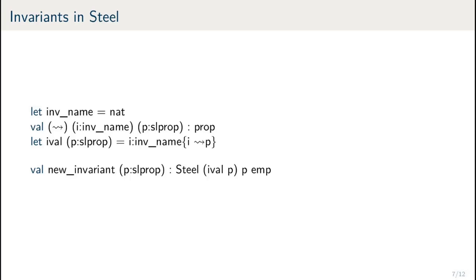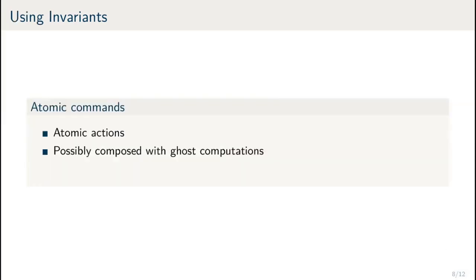Implementing this function was one of the main technical difficulties in Steel. The code is actually fairly involved and relies on things like a monotonic state. If you're interested, I invite you to go read the paper. Now that we defined invariants in Steel, how do we actually use them? The core idea of an invariant is that it has to hold at all times. And because of that, only atomic commands can access invariants as long as they restore them after execution.